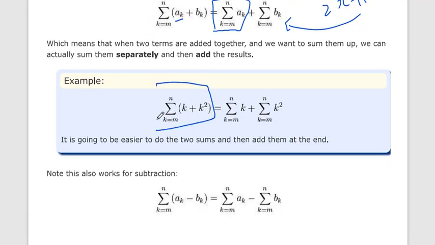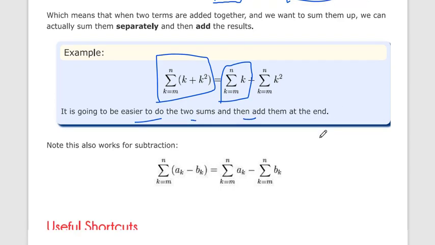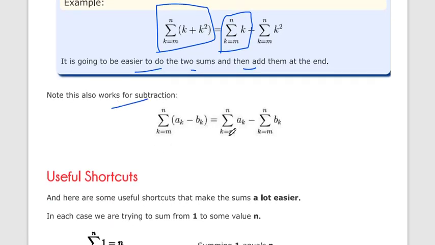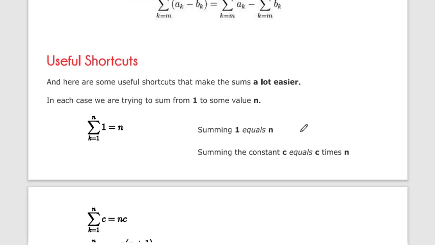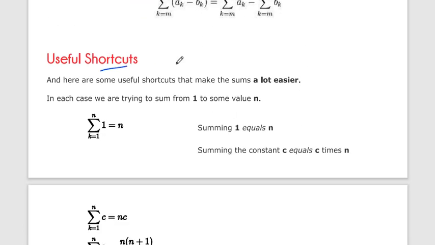Here I have given the example k plus k square. So we can sum them differently and then add them. It is going to be easier to do the two sums and then add them at the end. It also works for subtraction.